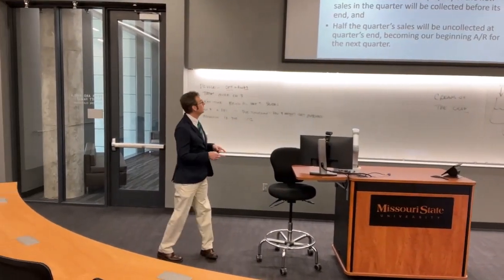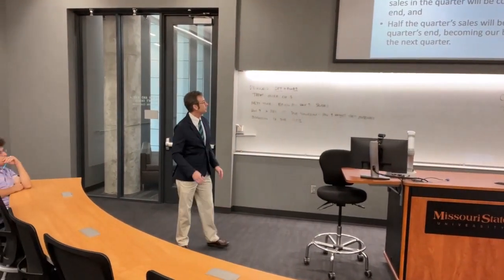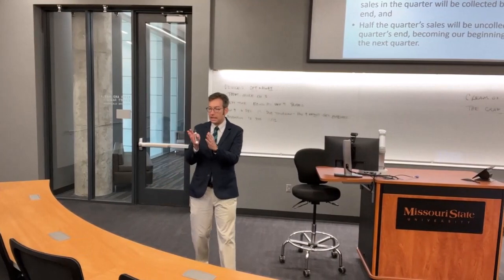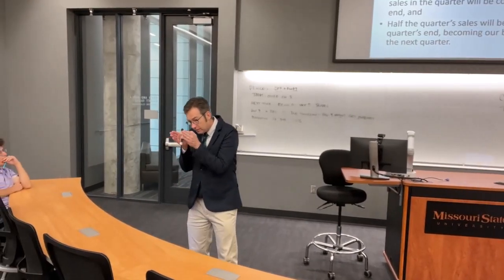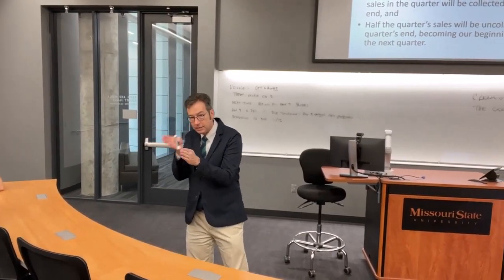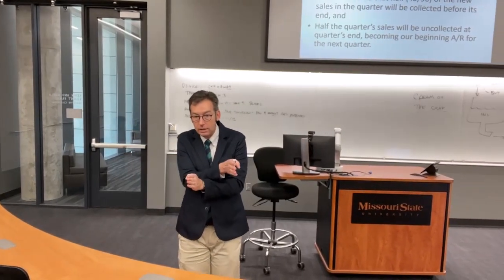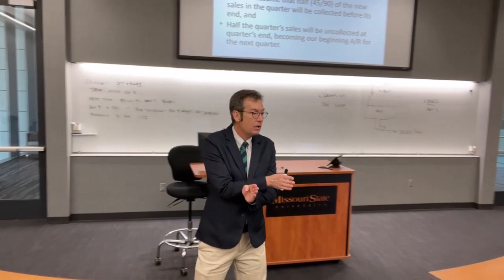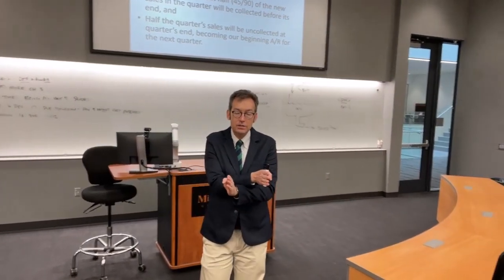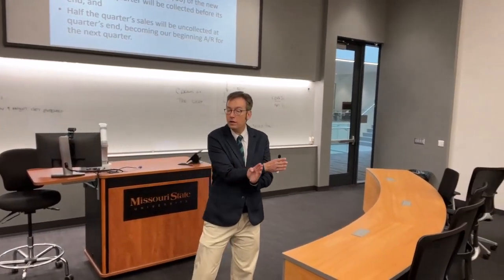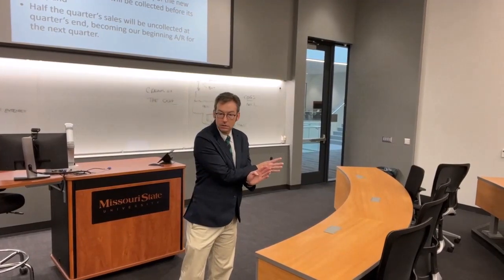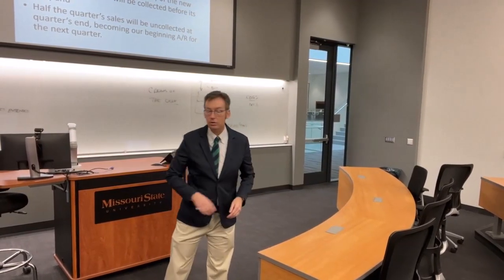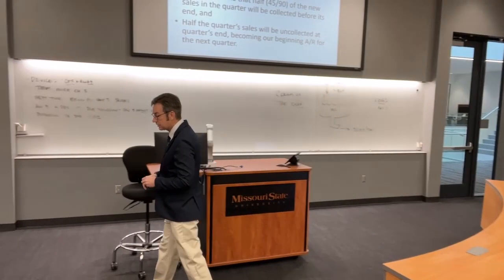We also assume that half of the new sales in the quarter are going to be collected before its end. How does that work? Well, if you sell something in the first 45 days, then you should be collecting for it in the second 45 days. But those things that are sold in the second 45 days, we're not going to collect for those. They're going to become what for the next quarter? Yeah, so that's the accounts receivable for the beginning of the next quarter.